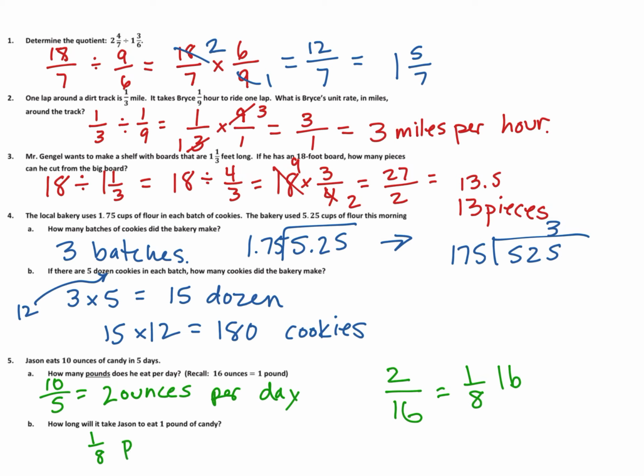If he eats 1/8 of a pound per day, then it will take him 8 days to complete a whole pound, because 1/8 times 8 would equal 1.